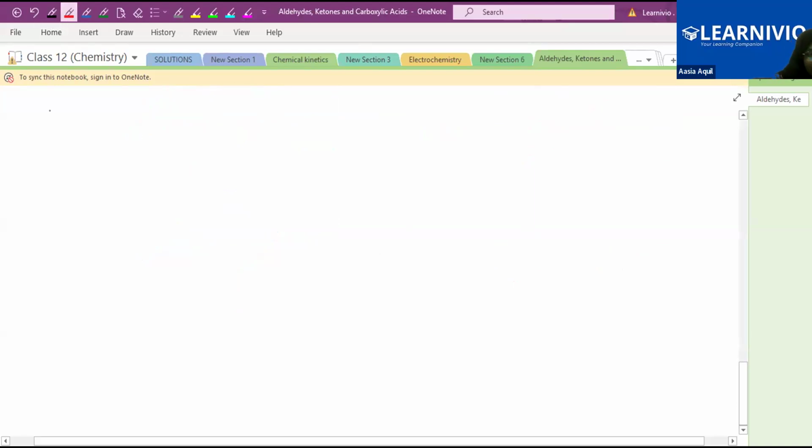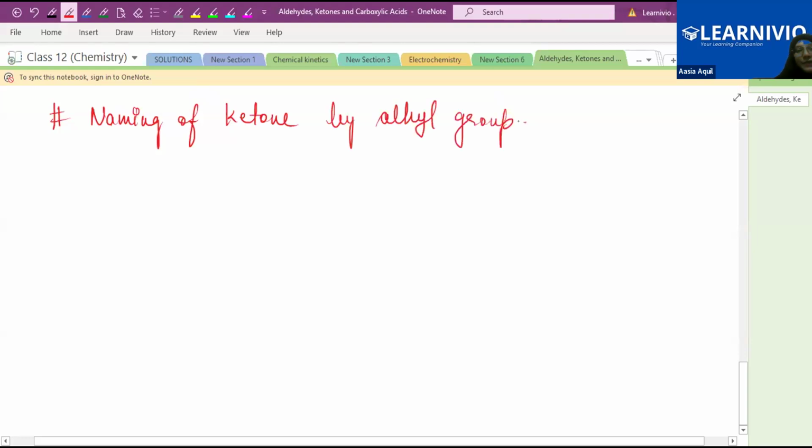Now write the next heading: naming of ketone by alkyl groups. Using alkyl groups, how can we name the ketone group? Because the ketone group is in the center. Now tell me if methyl ketone exists or not. Methyl ketone, ethyl ketone. Will they exist or not?